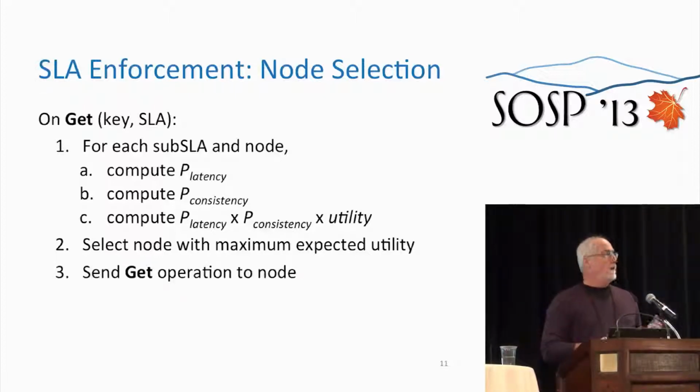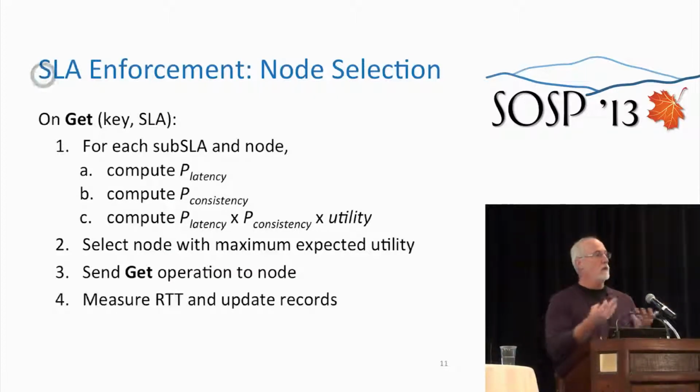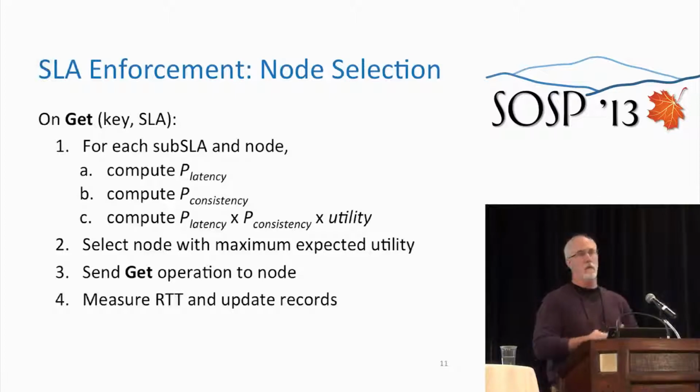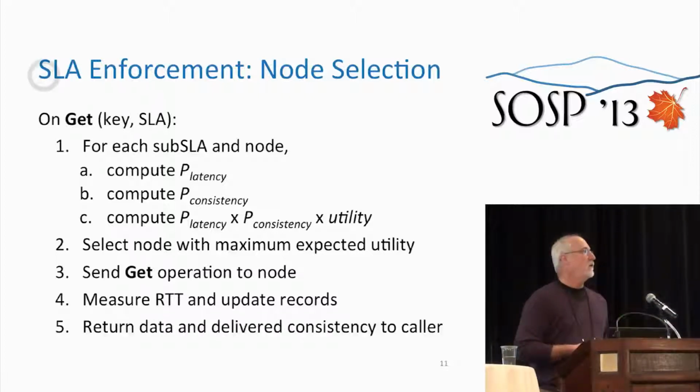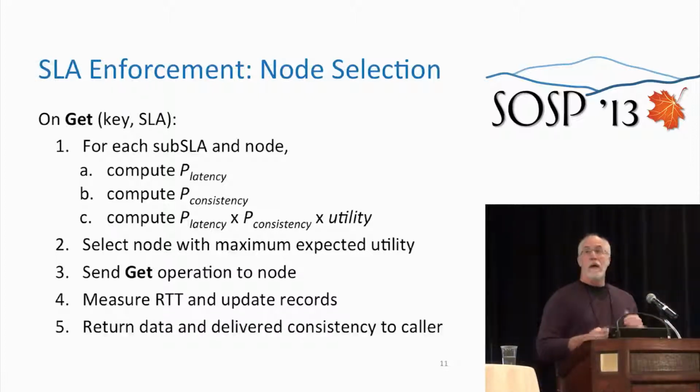Once it chooses a node, it sends the get operation to that node. It's performed at that node. It measures the round trip time, how long it takes. It records that in its local table. It updates its record with a high timestamp that that node tells it. It takes that data and returns the data to the caller. And it also, importantly, returns an indication of how consistent that data was.